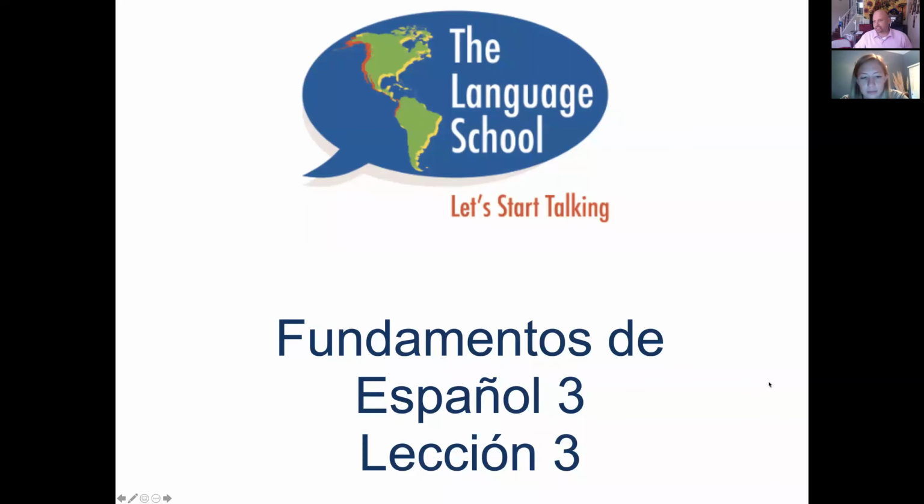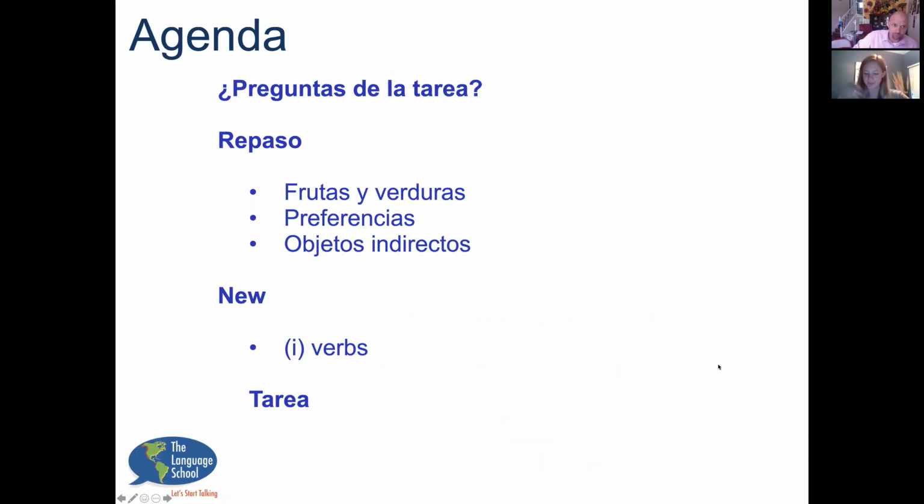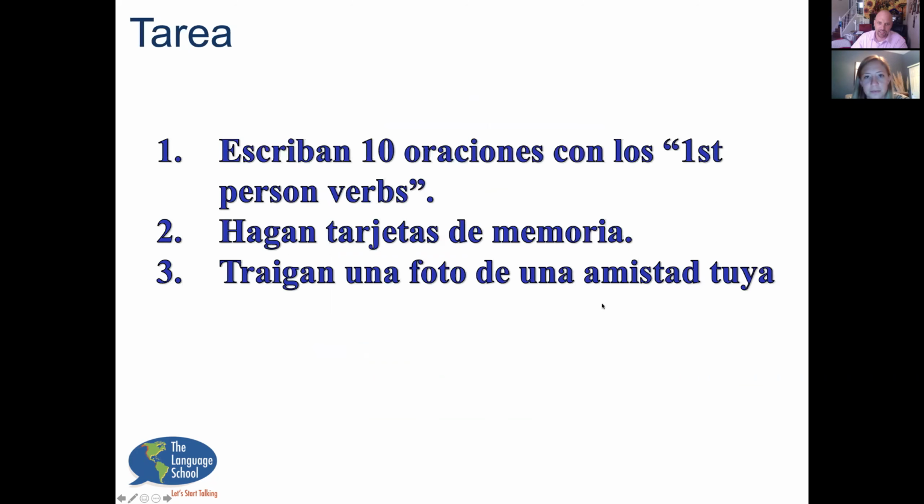Perfecto. Aquí estamos en lección 3. Vamos a repasar las frutas y las verduras, las preferencias. Vamos a seguir hablando de los objetos indirectos. Vamos a aprender algo nuevo, los verbos irregulares, with the little I in parentheses. So that means that they're a stem-changing verb. So we'll talk about that today.